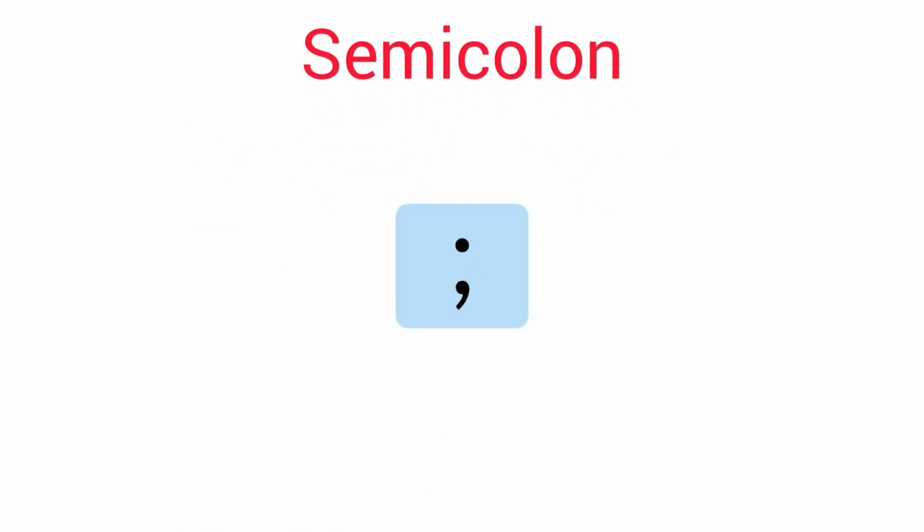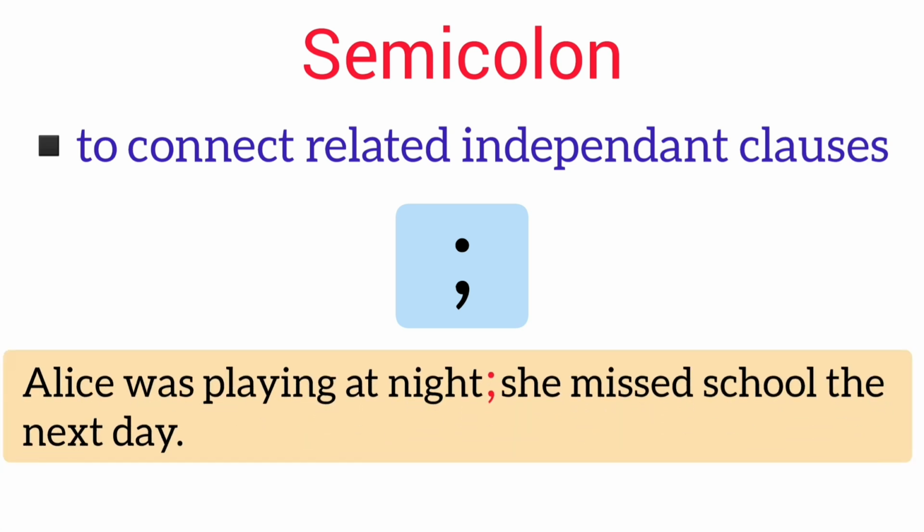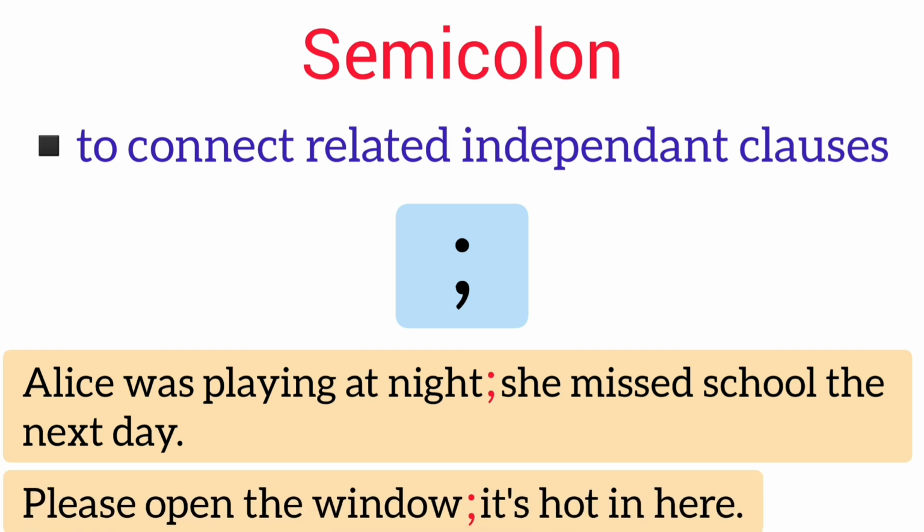Next is semicolon. Semicolon is used to connect related independent clauses. Look at this sentence, for example. Alice was playing at night; she missed school the next day. I'm relating two independent clauses. In this case, I use semicolon. Let's do another example. Please open the window; it's hot in here. I have two independent clauses and I want to connect them, so I use semicolon.